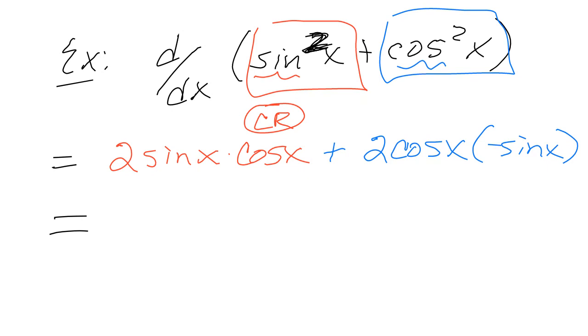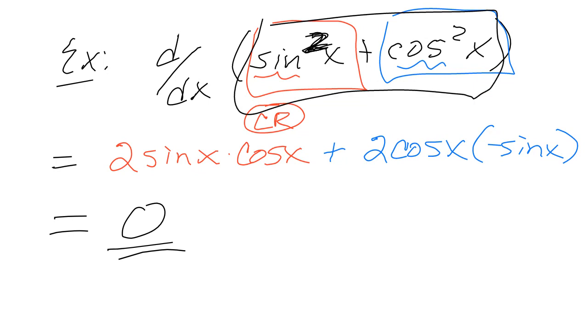But anyway, these are the same thing, opposite sign, right? So this is 0, correct? Now we should have known that because what is sine squared plus cosine squared?